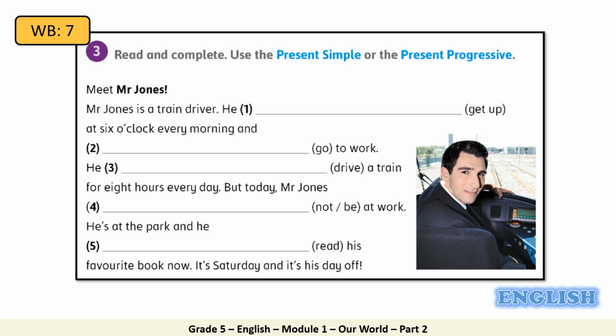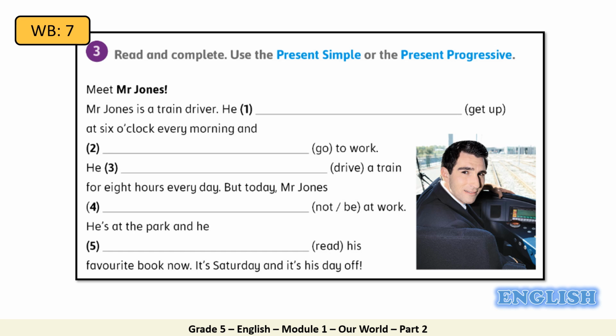Now open your workbook page 7, exercise number 3 for more practice. In this exercise, you will read the sentences, look for the time expression or the key words, and change the verb between brackets into present simple or present progressive. Let's do number 1 together.